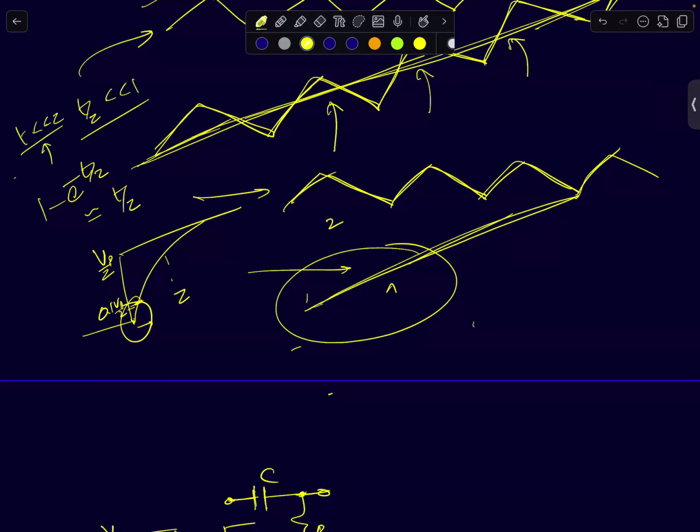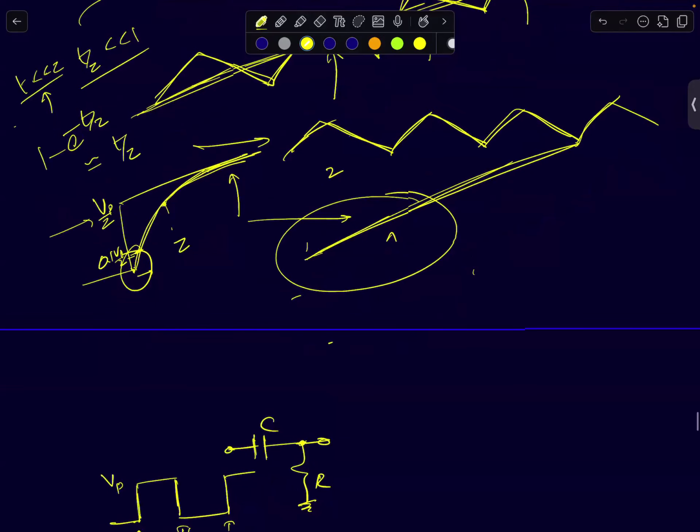Which means if the time interval of interest where you're observing is much smaller than the time constant of the system, in that region it will look like a ramp. But if you look at it after one time constant, it will slowly start asymptotically reaching the final value. It will be a first order response. So what you should expect is something like this.